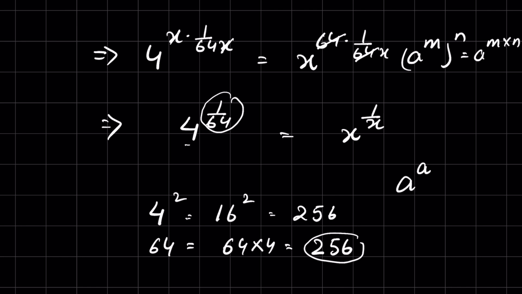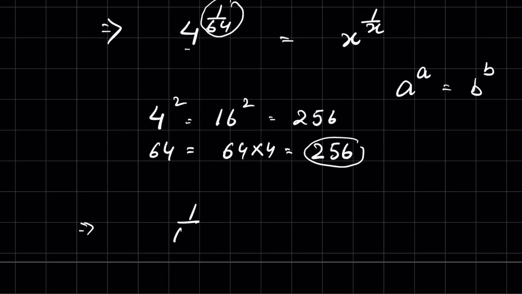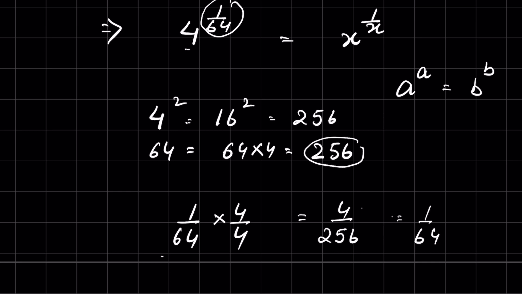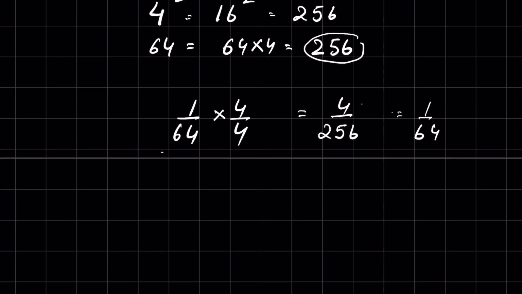then it will be in the form of a raised to the power a is equal to b raised to the power b. Now 1 upon 64, if we have to write the equivalent fraction of 1 upon 64, we can multiply and divide it by the same number. If we multiply and divide it by 4, this will be 4 upon 256. Now this is an equivalent fraction. That means when we reduce the fraction 4 upon 256, this will be equal to 1 upon 64. So no change in the fraction.